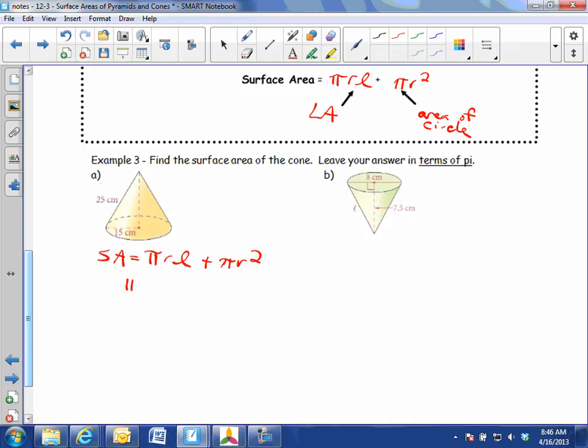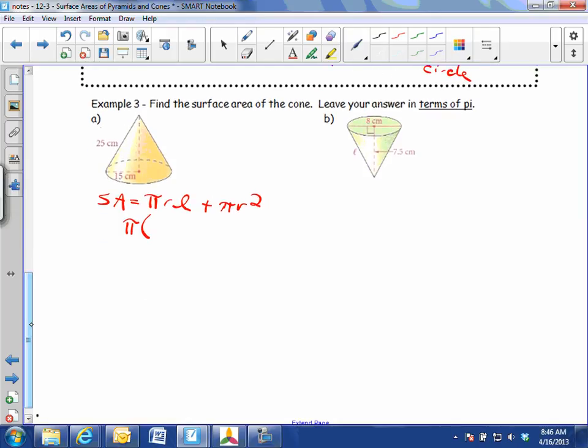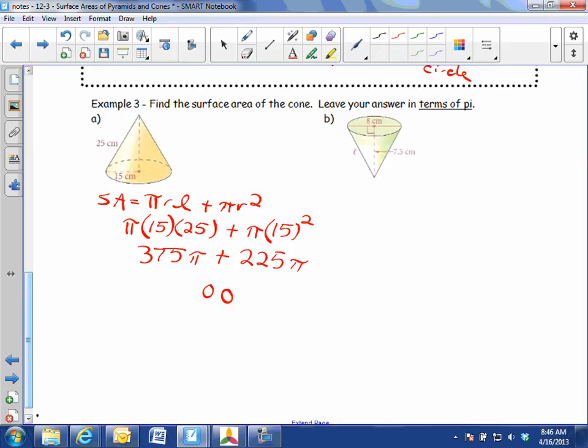So did I work here? Yes. Alright, so what's our r? 15. What's the l? 25. Plus pi and then r squared. You don't know what 15 times 25 is? 375. Plus 15 squared, which is 225. Okay, add them together. Let's see. 600.